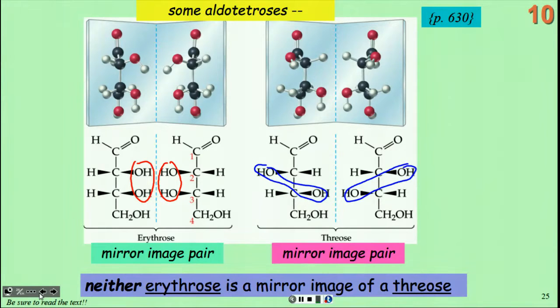A mirror image pair is called a pair of enantiomers. And we don't like these words. It takes time to get used to them. But notice that neither form of erythrose is a mirror image of threose or vice versa. So threose and erythrose are certainly distinct compounds when you realize that the chirality, the arrangement around those chiral carbons, does in fact matter. So there are 4 unique forms of these aldotetroses. 2 of them are described as erythrose, 2 of them are described as threose.